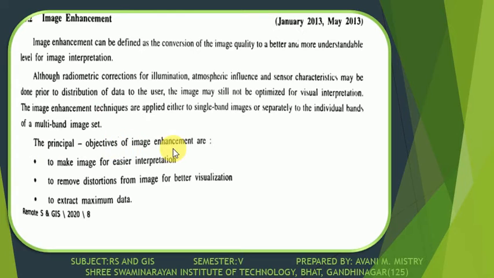The principal objectives of image enhancement are to make the image easier to interpret, to remove the distortion from the image for better visualization. Distortion, that means what? Distortion का मतलब ये है कि जब भी हम फोटोग्राफ ऊपर से खींचते हैं तो उसका जो भी एक्चुअल पोजीशन है या एक्चुअल साइज है वो ही आएगा. बट आप कोई एंगल पे फोटोग्राफ खींचते हो तो उसके साइज में चेंजेस आएगा. That is called distortion. Okay, तो वो डिस्टॉर्शन को रिमूव करना है फ्रॉम इमेज फॉर द बेटर विजुअलाइजेशन.